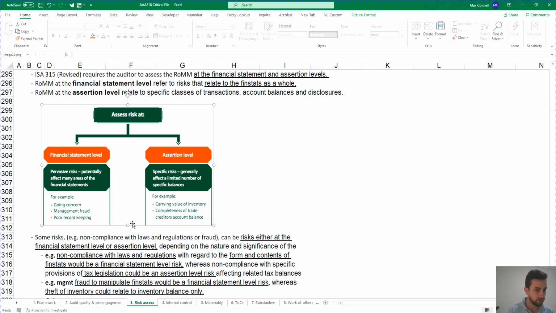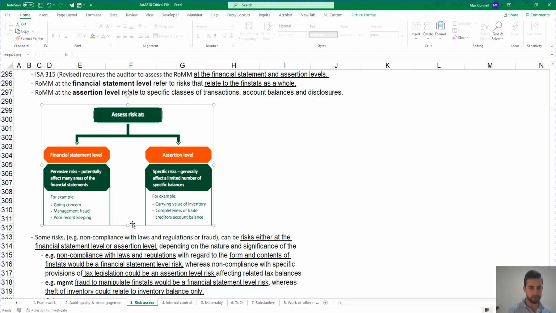There could be management fraud, which means that the whole financial statements could be wrong. Could be poor record keeping. As I mentioned before, what happens if your accounting software is actually screwing up everything and adding times two to every single transaction? That's going to impact the whole financial statements because of double entry accounting.